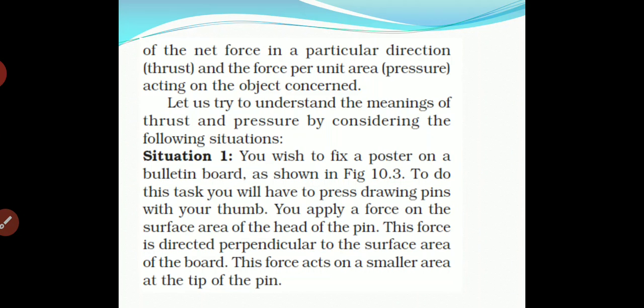A net force in a particular direction is what we call a thrust. Thrust means a net force exerted in a particular direction or on a limited area, and the force per unit area is what we call pressure, acting on the object concerned. Let us try to understand the meaning of thrust and pressure by considering the following situation.